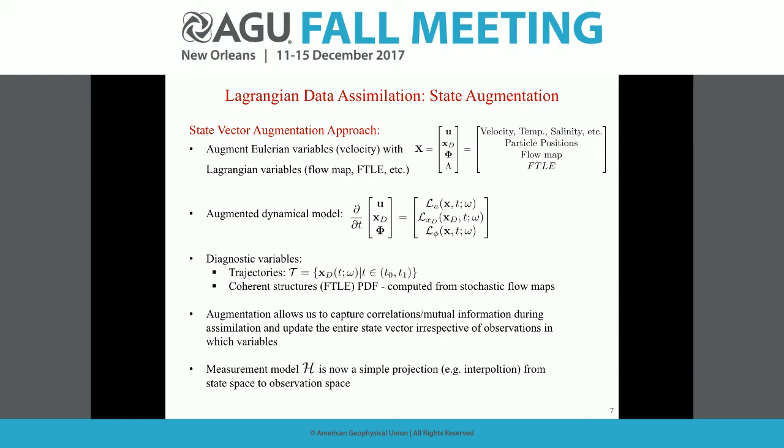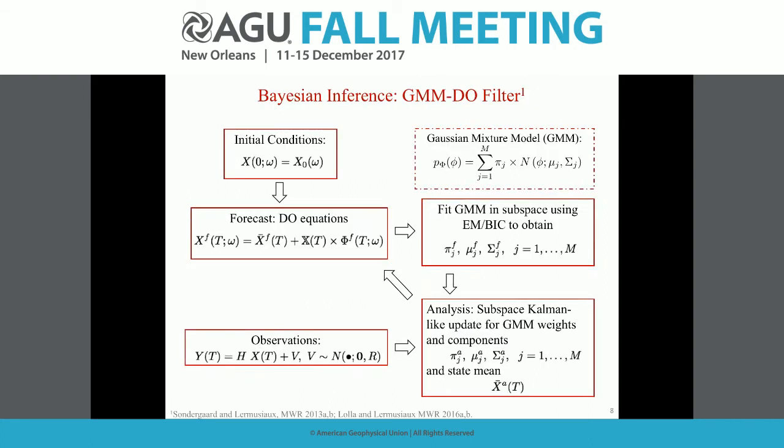Just before assimilation, I can also augment my state vector with diagnostic variables, such as trajectories, like having the whole trajectory as an integral curve, or the coherent structures, or the computed flow map. And what this allows me to do is basically capture the correlations, or even mutual information, during the assimilation phase and update the entire state vector irrespective of in which variables I actually make observations. And now my measurement model is just a simple projection from the state space to the observation space.